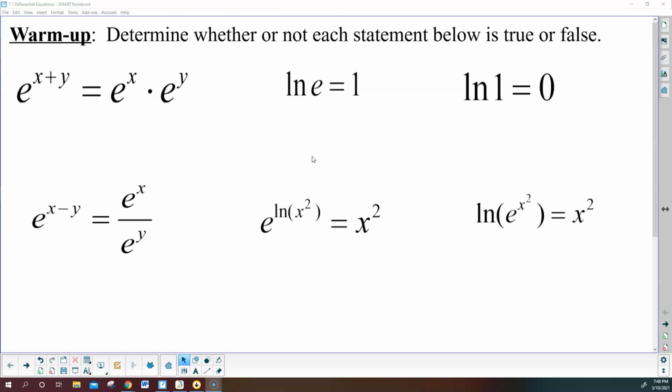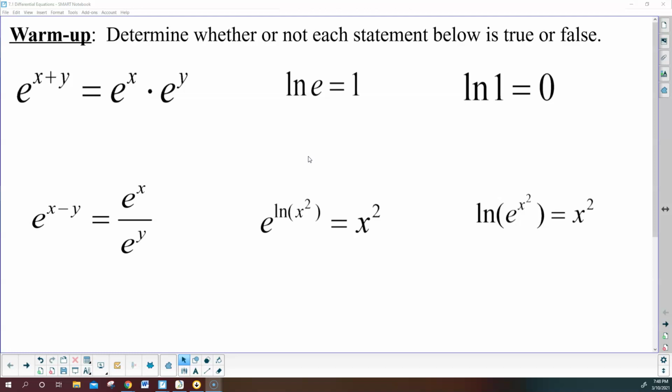and we are going to start off third trimester right now looking at section 7.1, which is a review of differential equations. We're going to dive a little bit deeper, but hopefully you're going to feel pretty comfortable with this material as we move on. To start, I want you to hit pause and then go through this warm-up, determine if each statement is true or false.